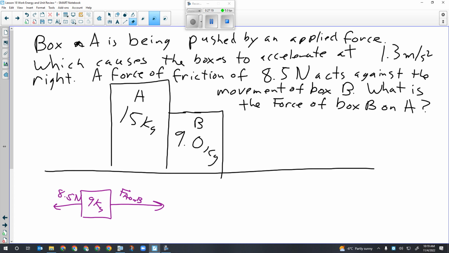If box A pushes on box B, what does box B do? Pushes back. Is that the force I'm looking for? Okay, so is the force of A on B equal but opposite to the force they want me to find? Yes. Okay, that's the Newton's third law part of that question. Once I recognize that, the rest of this question is a Newton's second law question.